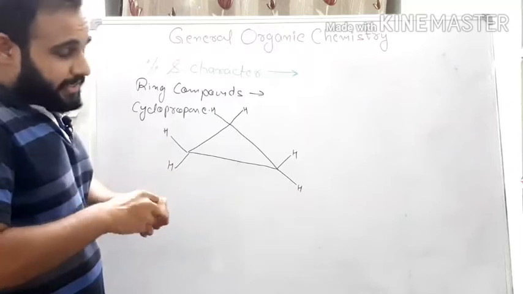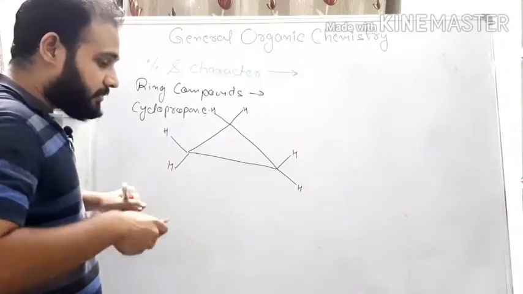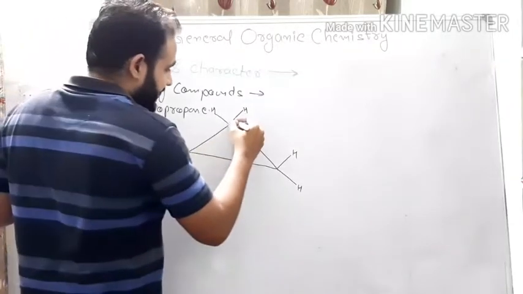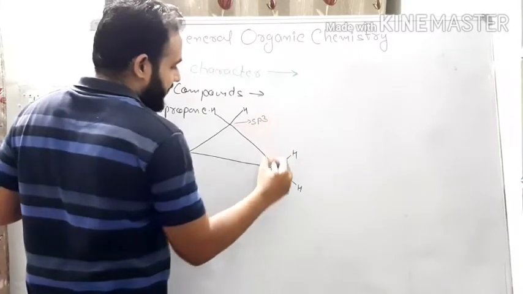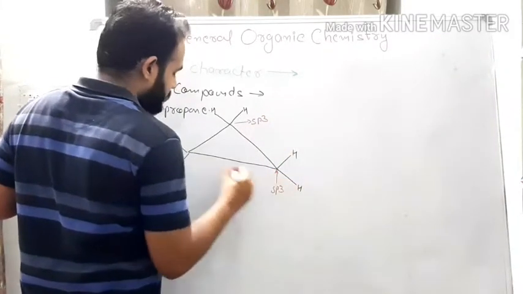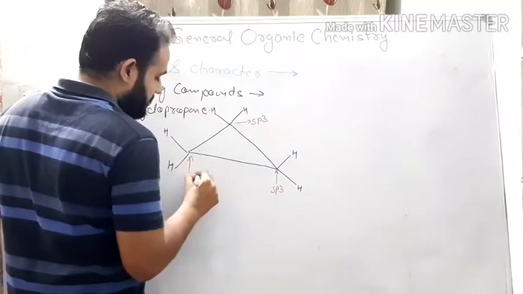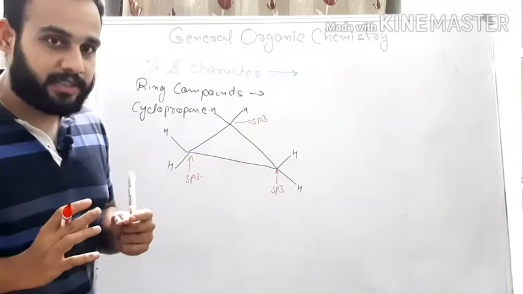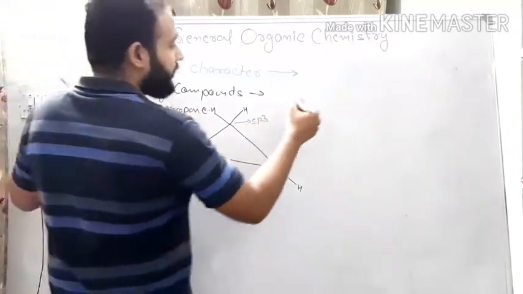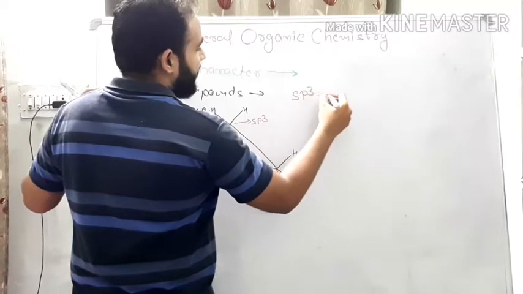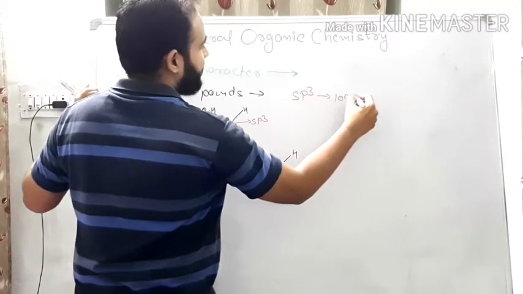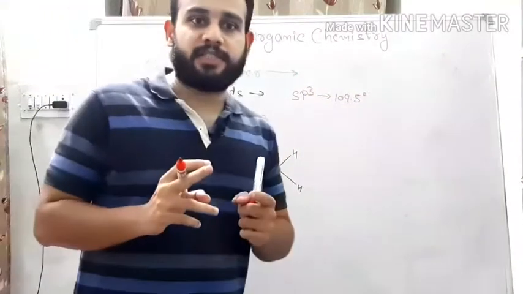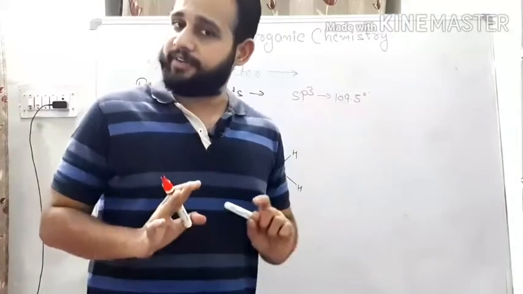Here, friends, you can see that each carbon atom is sp3 hybridized in cyclopropane. All three carbons are in the sp3 hybridized state. Now you know that the ideal sp3 angle is 109.5 degrees. When carbon is in the sp3 hybridization state, the bond angle will be 109.5 degrees.